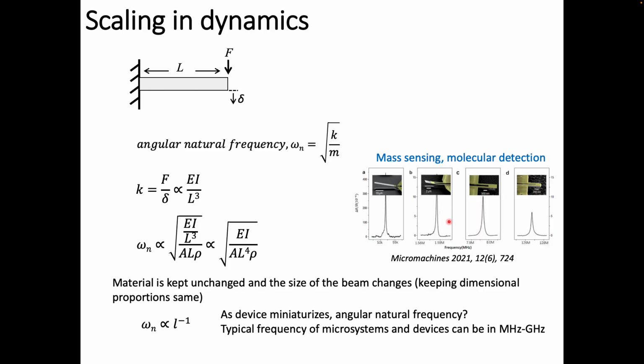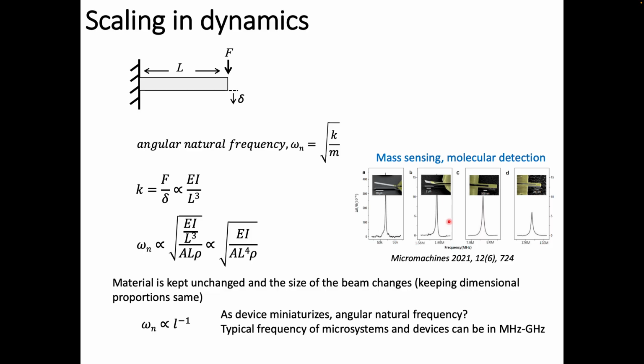I'm not sure if you can see this one. This is a micro beam. Look at this scale bar: 10 micrometer, 2 micrometer, 500 nanometer, and 200 nanometer. The natural frequency here is around 50 kHz, that is 50,000 hertz, and this is 1.6 megahertz. This is a little bit less than 8 megahertz, and in this case 127 megahertz. As you scale down, you can clearly see the natural frequency increase.